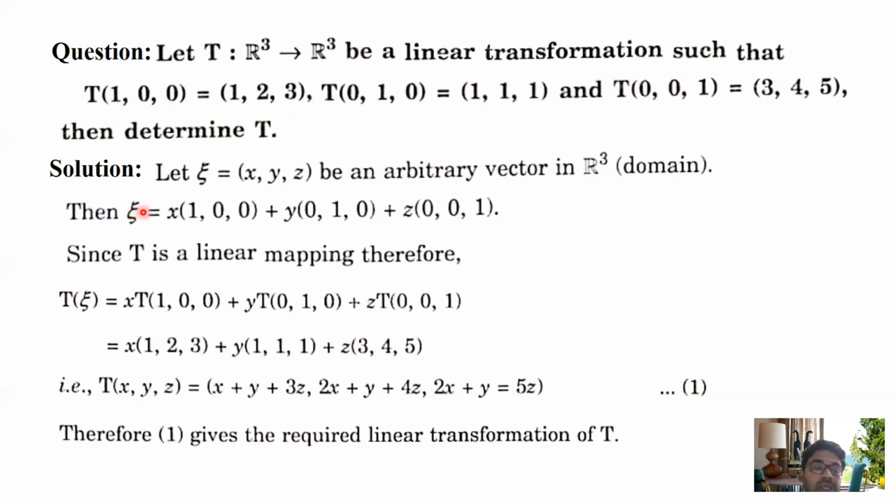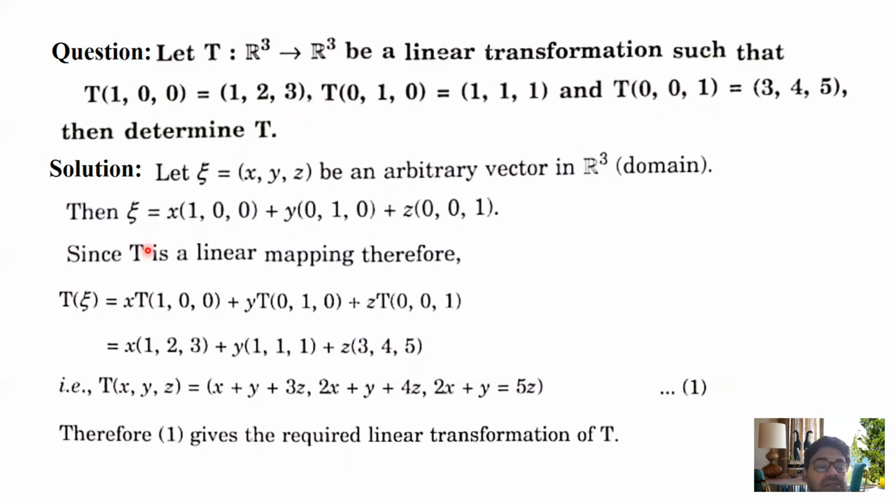So this ζ = (x,y,z) can be expressed with the help of (1,0,0), (0,1,0), (0,0,1). Suppose you have a question in your mind: sir, can I get each and every time (1,0,0), (0,1,0), (0,0,1)? Not necessary. I will give some example, no problem. This ζ, that is (x,y,z), can be expressed as x(1,0,0) + y(0,1,0) + z(0,0,1).